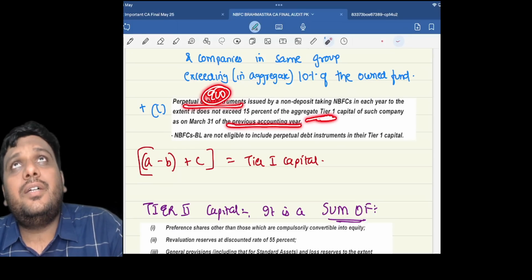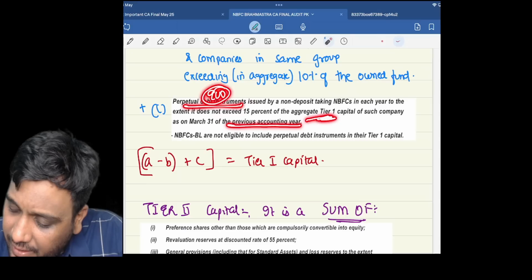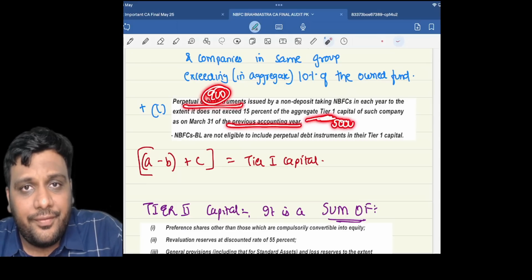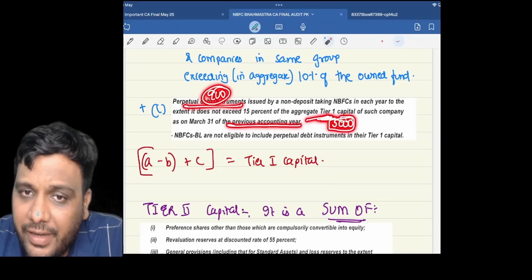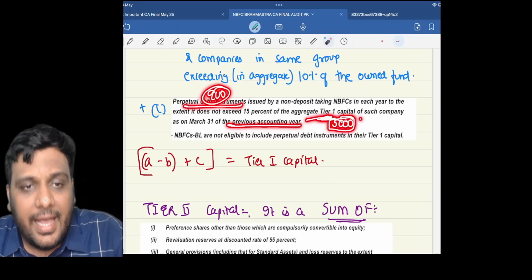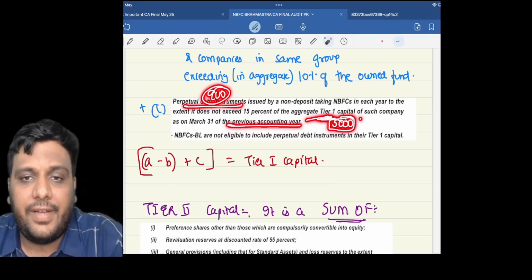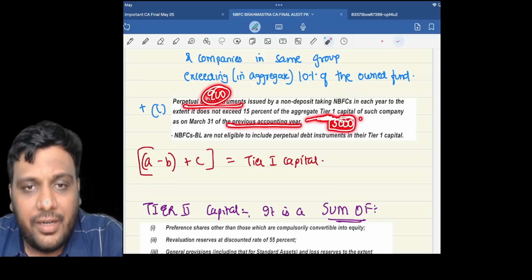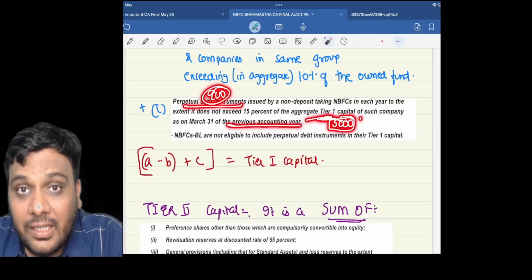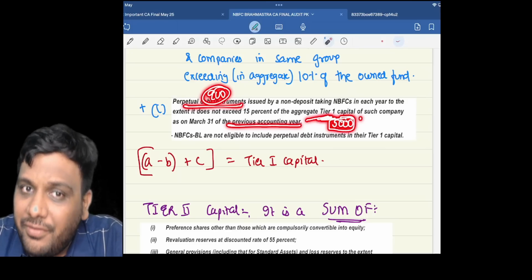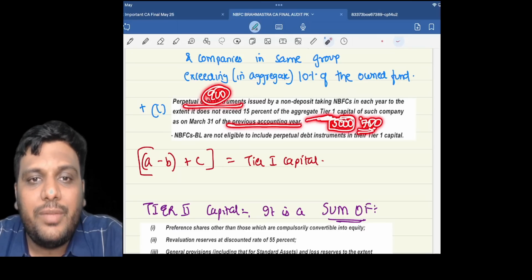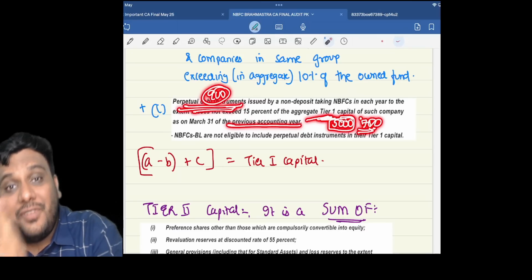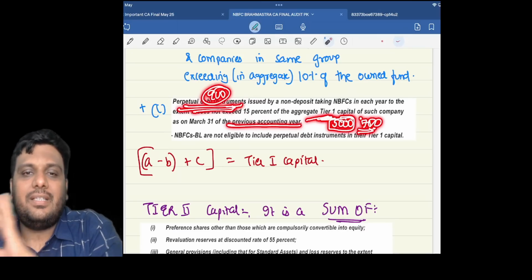let us say it is 5,000. Now, what is 10% of 5,000? That is your 500. And then 15% of that will be your 750. So, only 750 rupees perpetual debt instruments are allowed to be included, because it will be 15% of tier 1 capital of the previous accounting year.